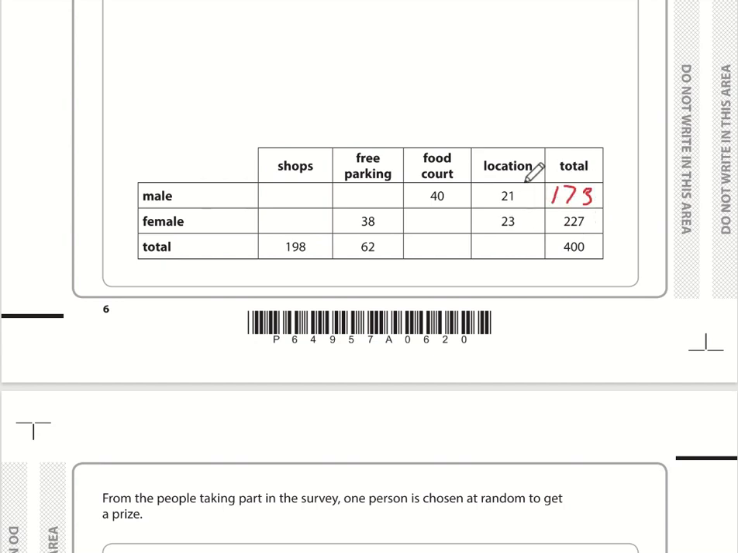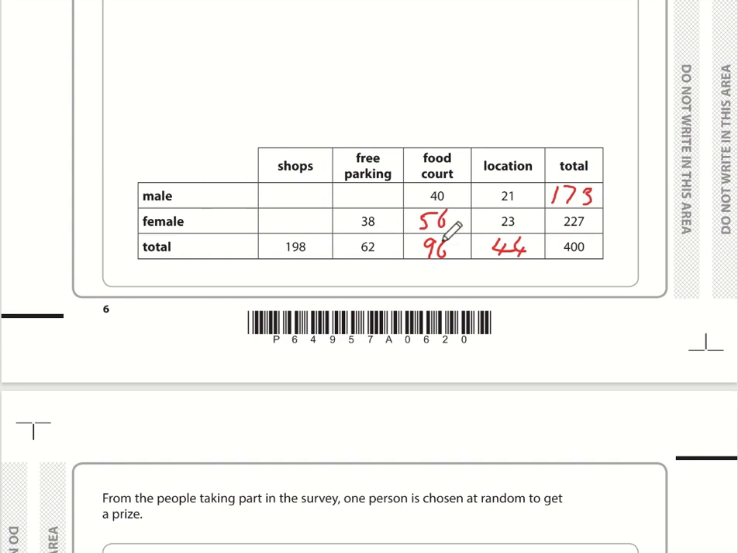I can also work out the total for my location, 21 plus 23, which is 44. I've now only got one value missing, which is the total for the food court. So 400, take away the 44, take away 62, take away 198 is 96. Now I've got one value missing in the food court column. There's a total of 96, of which 40 were male, so the rest were female. 96, take away 40 is 56.